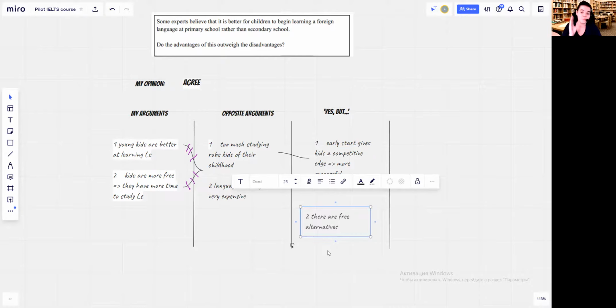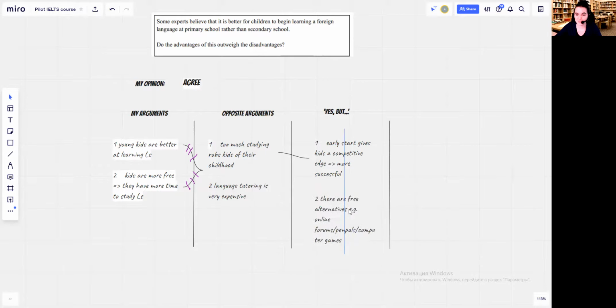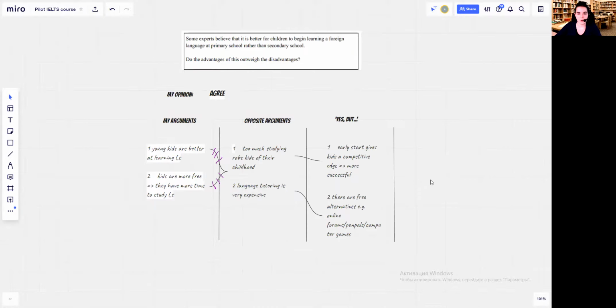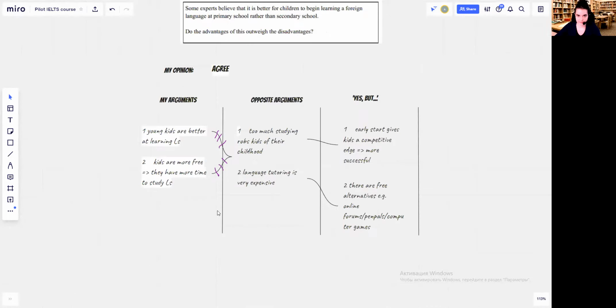Yes, this is very important, but there are free alternatives such as online forums, or maybe pen pals, or maybe, I don't know, computer games. Why not? I learned English with a lot of computer games. And as you can see, again, this directly relates to the second opposite argument. Now, I hope this is clear.